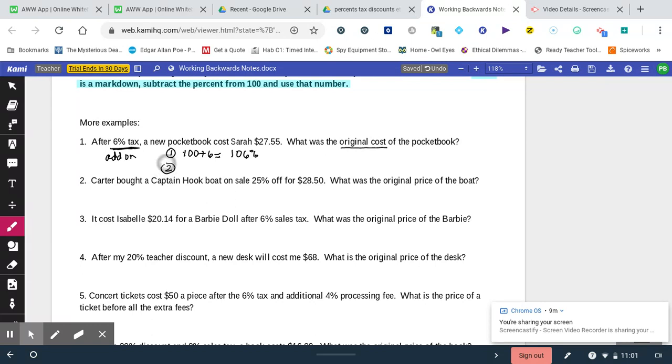So what we're going to do now is change 106 to a decimal. We're going to drop the percent, move the decimal, which we don't see. So it's at the end, and you're going to move that decimal from the end 2 places to the left. So we end up with 1.06. Now what you want to do is divide. So you always take your new cost, which is $27.55, and divide it by the decimal. So instead of multiplying by the decimal, divide by the decimal to find the original. So you're going to take 27.55 divided by 1.06.